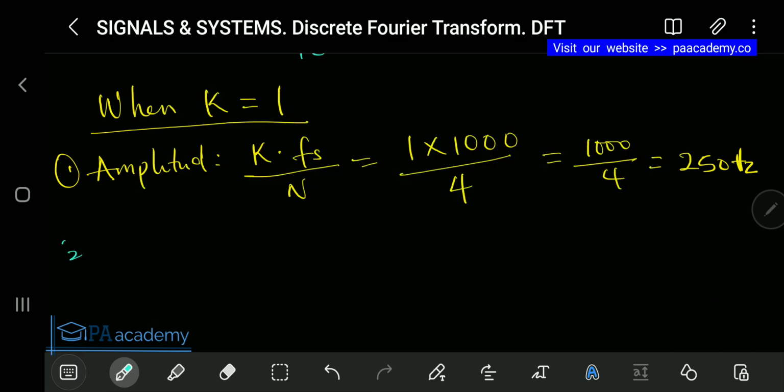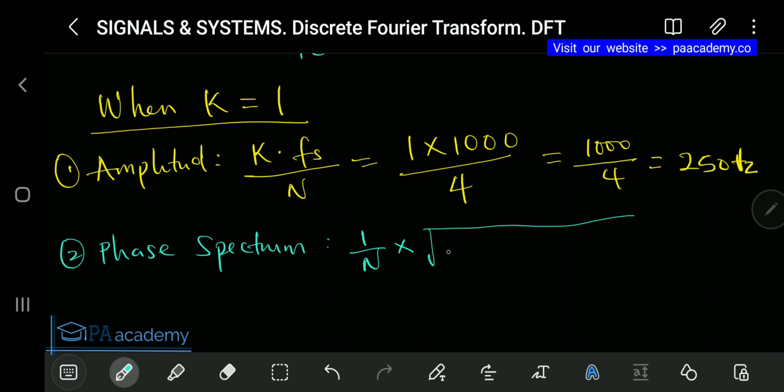So for the number 2, let's calculate the phase spectrum when k is 1. Alright, so for the phase spectrum, the formula is 1 over n multiplied by the square root of the real part of x of 1. I won't be writing x of k again to save us time, plus the imaginary part of x of 1 all square, x of 1 square.